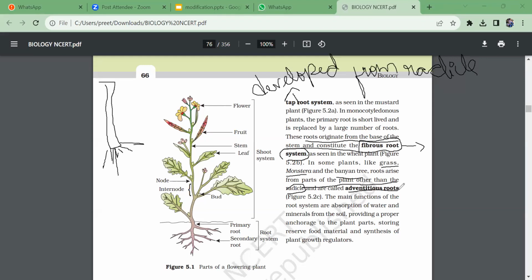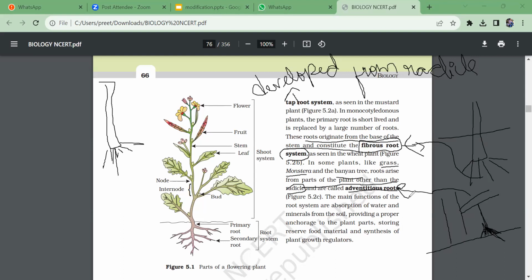Now what is the difference between adventitious root and fibrous root? It is a little bit confusing. If the root arises underground, it is a fibrous root. If the root is arising aerially, meaning from a branch, above the ground, or sometimes in Bulbophyllum there is a plant whose roots come from the leaves, like this. Aerial root coming above the ground is an adventitious root.